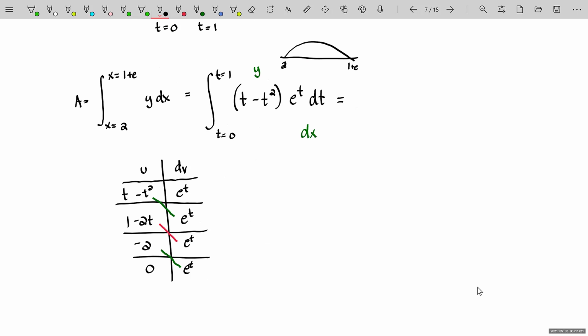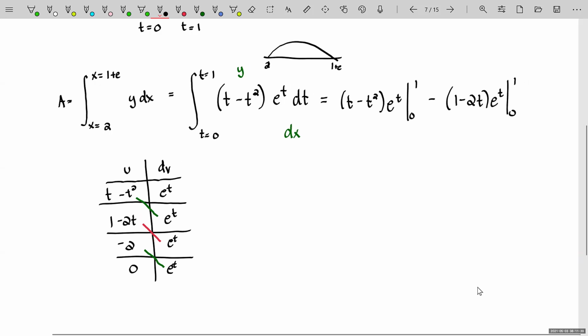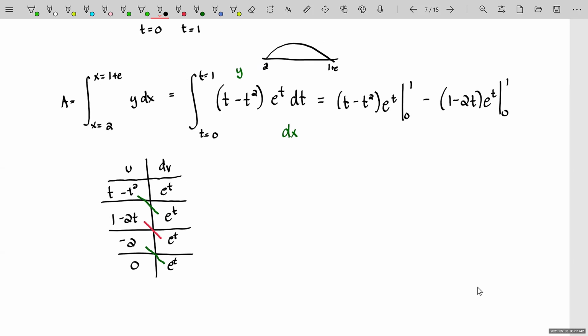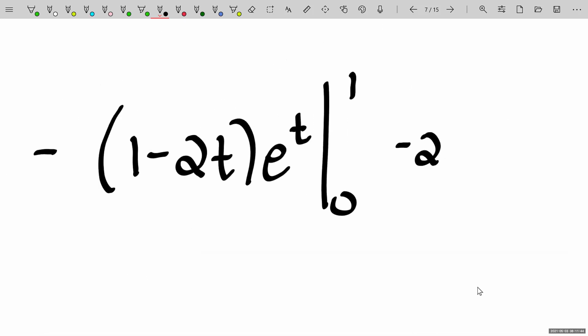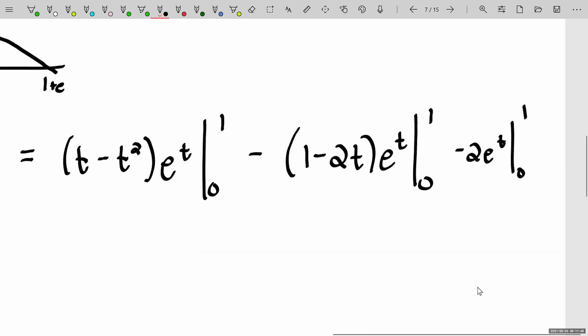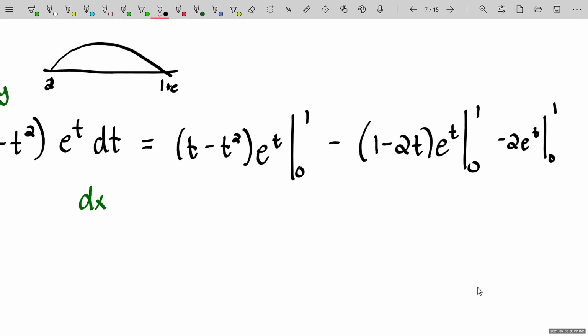So when you do this integral, you're going to add the product of t minus t squared times e to the t, evaluated from 0 to 1. And then you're going to subtract the product of 1 minus 2t times e to the t, evaluated from 0 to 1. And then you're going to add the product of negative 2 and e to the t, again from 0 to 1. Very fast by parts integration. If you plug in 1, you'll get 0. If you plug in 0, you get 0, at least in that first term.